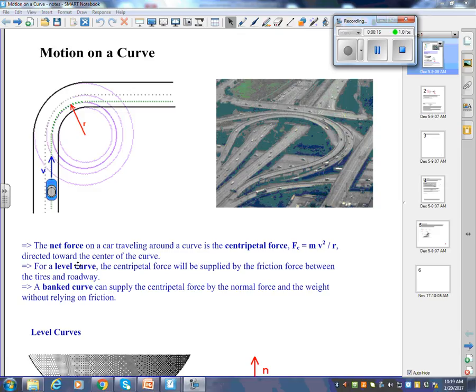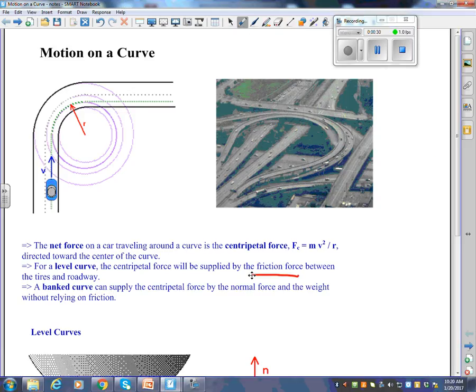The net force on a car traveling around a curve is the centripetal force, Fc, or mv squared over r, directed toward the center of the curve. And for a level curve, the centripetal force will be supplied by the frictional force between tires and the roadway. As you make that turn, it's friction that actually pushes you towards the center of your curve. But if you're going really fast, then friction might not be enough.